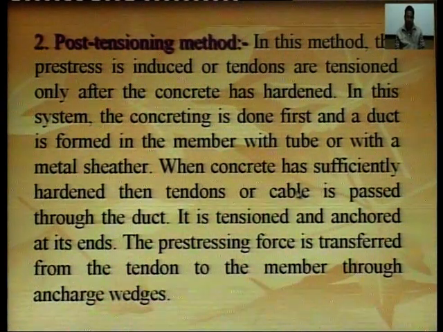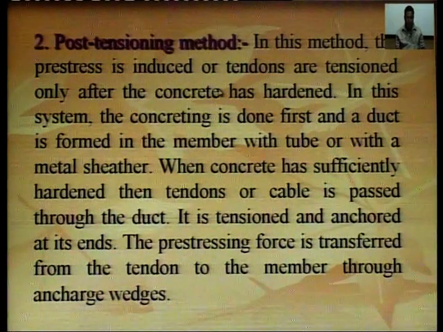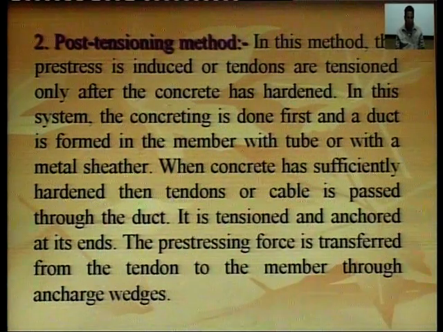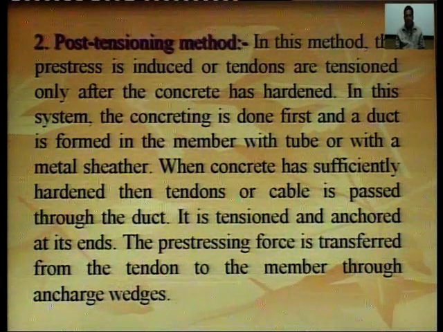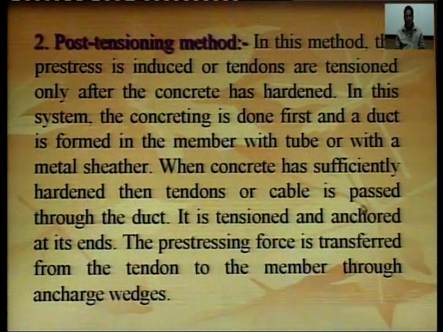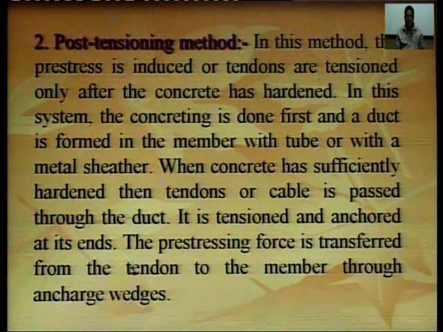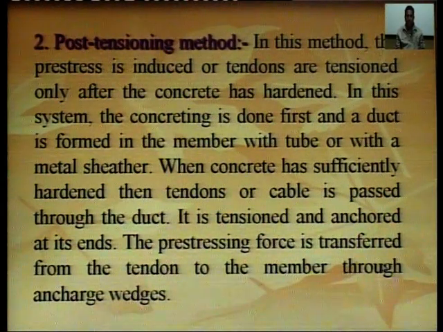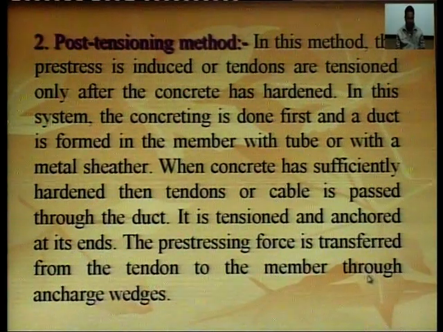In the post-tensioning method, concreting is done first, and the tendon or cable is passed through the duct when the concrete has sufficiently hardened. It is tensioned and anchored at its end. The pre-stressing force is transferred from the tendon to the member through the anchorage wedge.